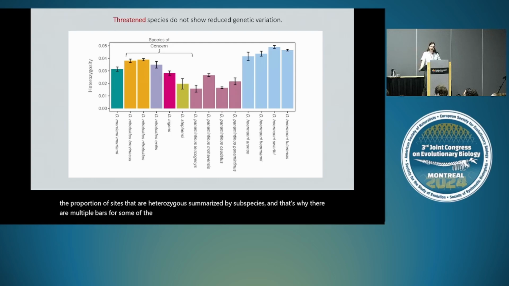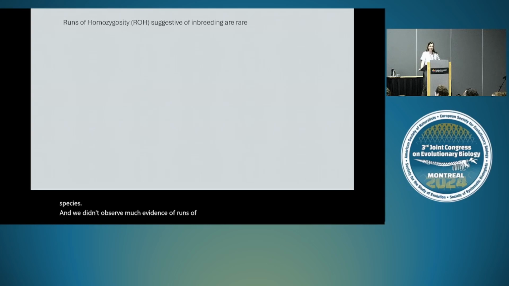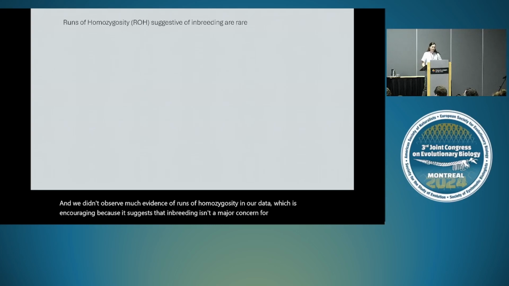We observed quite a bit of variation in heterozygosity across endangered species. Dipodomys nitratoides in yellow has pretty high genetic diversity, while Dipodomys ingens and stephensi have lower genetic diversity, but they still fall within the range that we observe in non-endangered species. And we didn't observe much evidence of runs of homozygosity in our data, which is encouraging because it suggests that inbreeding isn't a major concern for surviving populations of Dipodomys.